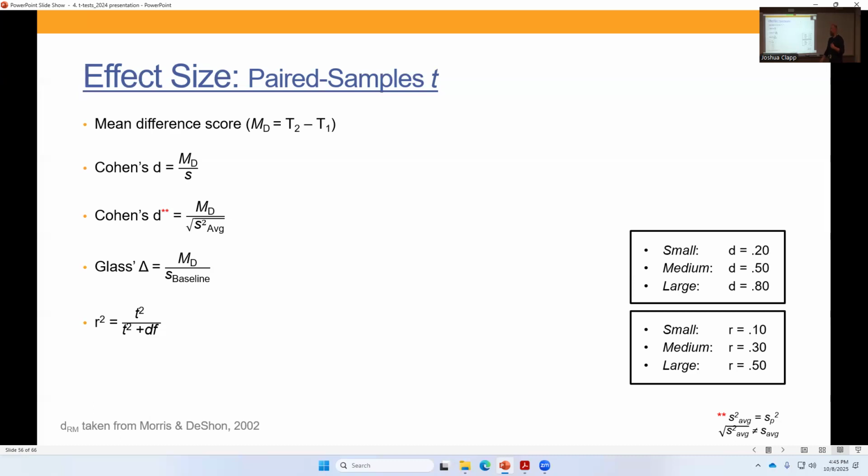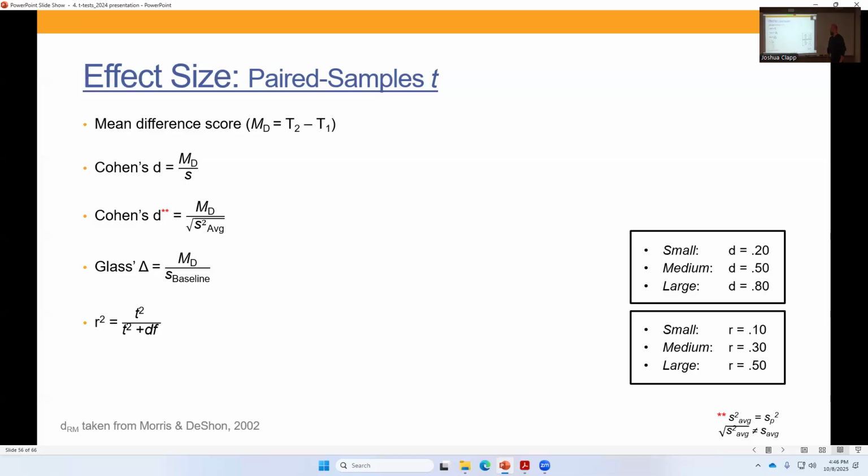This version here is basically like a Hedges' g for a repeated sample, right? So pretty straightforward. You can also use Glass's delta. Glass's delta is nice because if you have a true baseline, then you just look at change relative to variability at baseline. If I'm thinking about a treatment study, here's your variability at baseline, and then how much change do we see in outcome relative to baseline. If you've got a good baseline, Glass's delta can be helpful here.